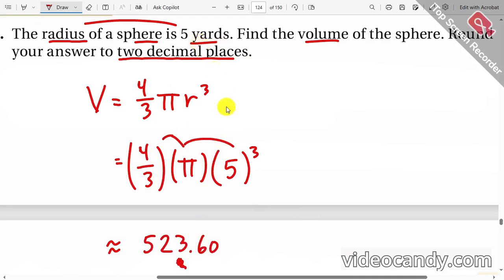The units were in yards, and that got cubed. So it's going to be yards cubed for the volume.